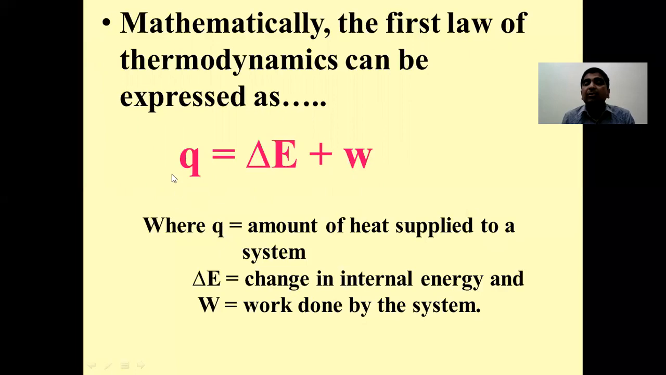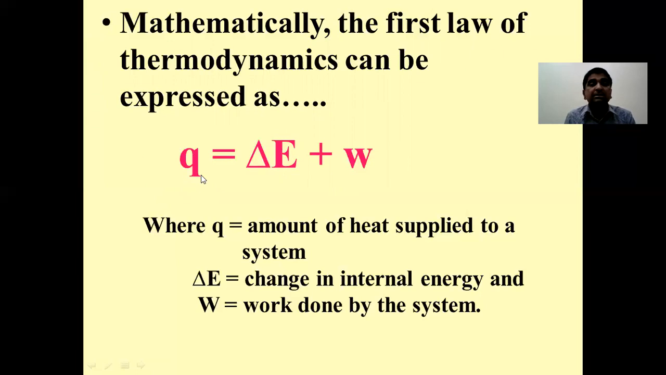Means when we supply a particular amount of heat Q to some system, at that time that heat is utilized for two purposes. First purpose is to increase internal energy of that particular system. And this internal energy is nothing but sum of all kinds of energies associated with that system, and it may include vibrational energy, rotational energy, nuclear energy, kinetic energy, and all sorts of energies associated with that particular system.